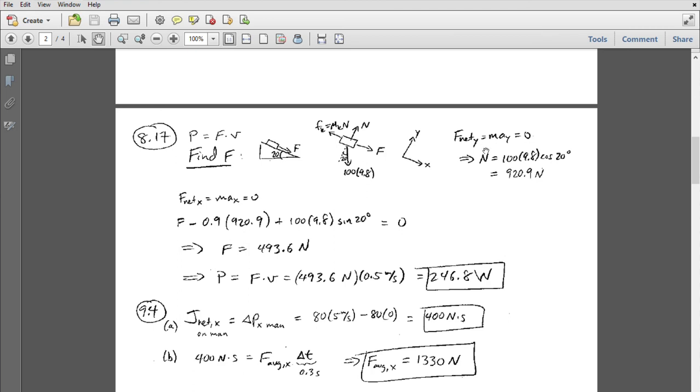So let's first do F net y equals may, and ay is 0. And that allows us to solve for the normal force. Then we're going to use that in F net x equals max, and that's 0 also. It's moving at constant velocity. All the acceleration components are 0. And there are 3 components that have non-zero x components.